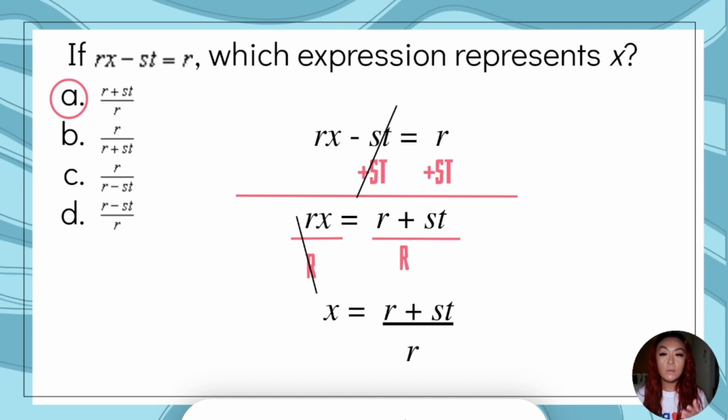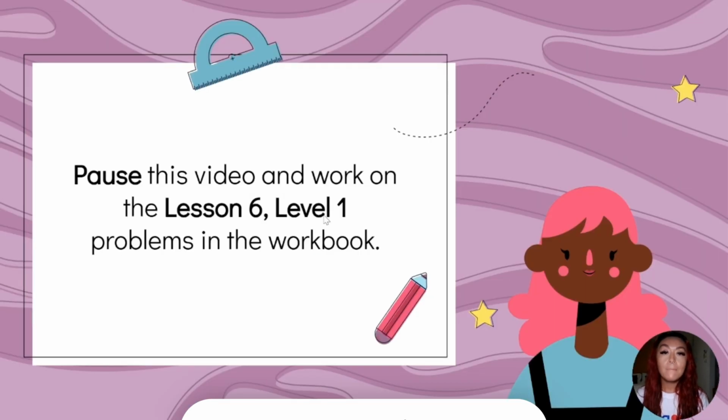So it's the same process as solving equations with numbers and only one variable. It's just now you're working with all variables, so your answer is going to have all variables in it as well. Please pause this video and work on the Lesson 6 Level 1 problems in the workbook.